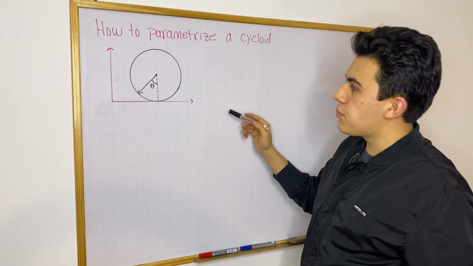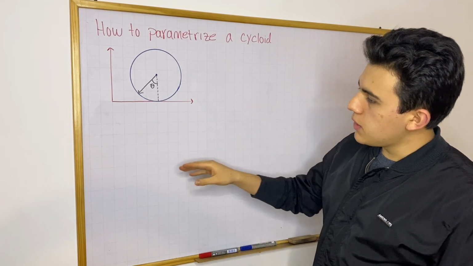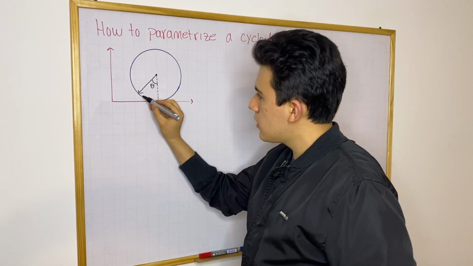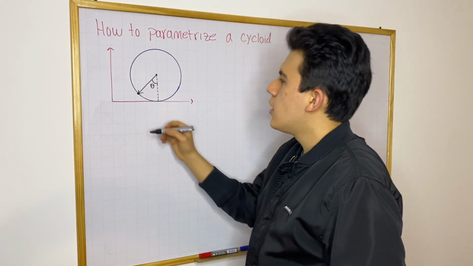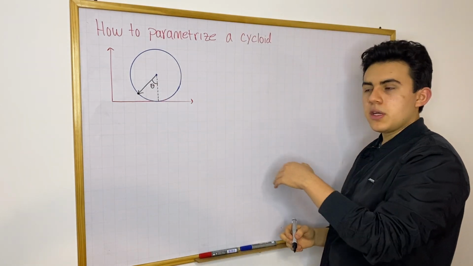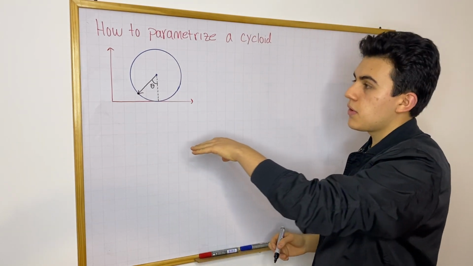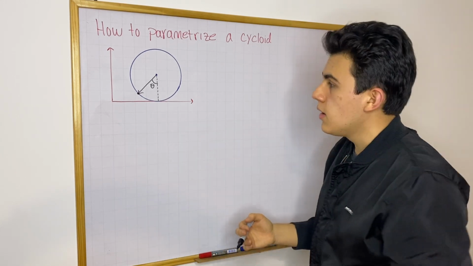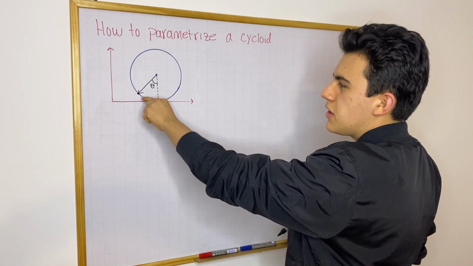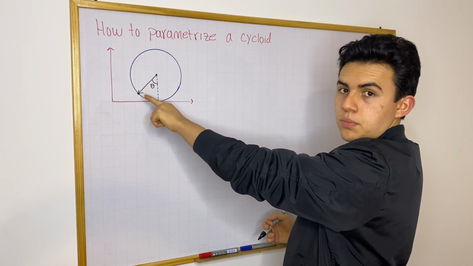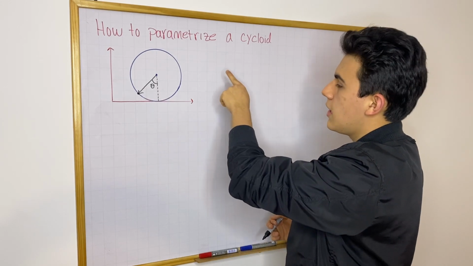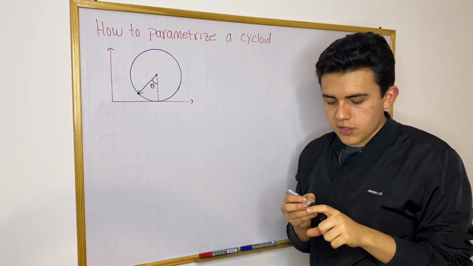So a cycloid is pretty much the curve that will describe a point. Let's say we have this point here. If you just simply spin this wheel on a horizontal surface without slipping, meaning it's just rolling, what is the curve described by the position of this point? That is what a cycloid is, and that is what I'm going to parametrize today.